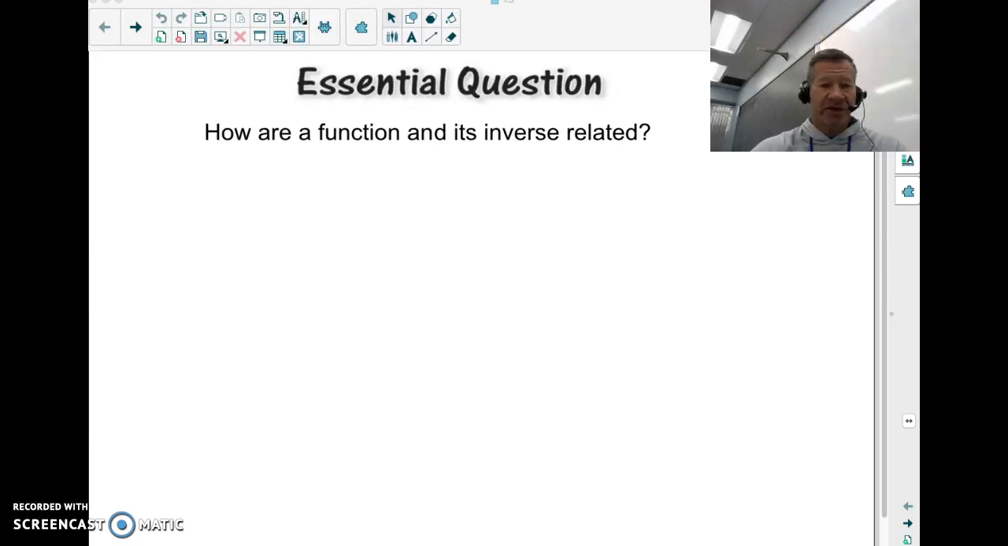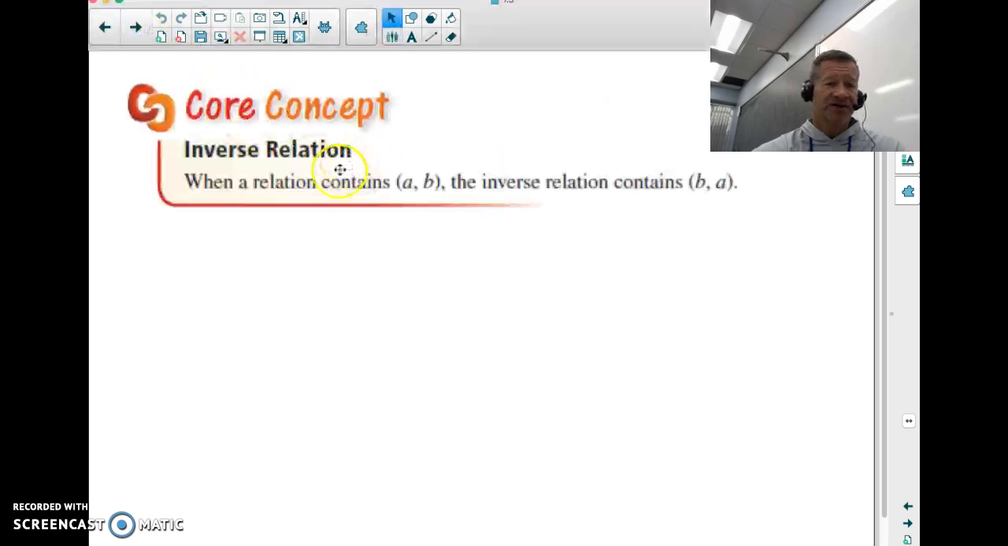Section 1.3, example 1. In section 1.3, we're going to learn about functions and their inverses. So the essential question: how are a function and its inverse related? Well, the inverse relation says that when a relation contains the ordered pair (a, b), then its inverse relation contains the point (b, a). So basically, you're just switching the x and y values of the coordinates.